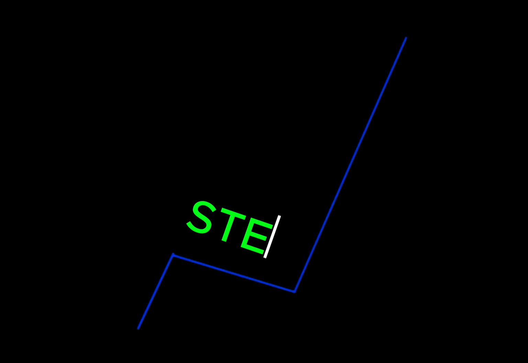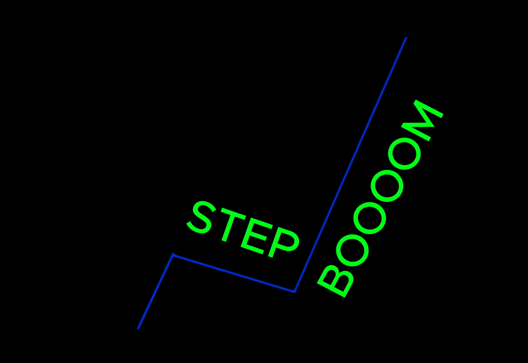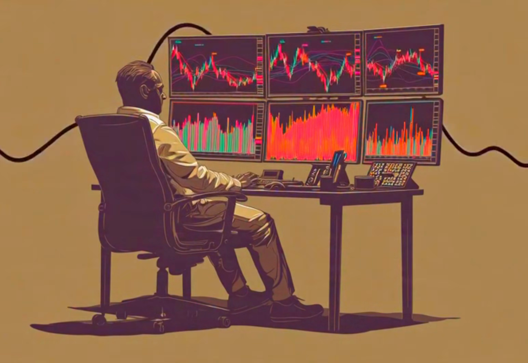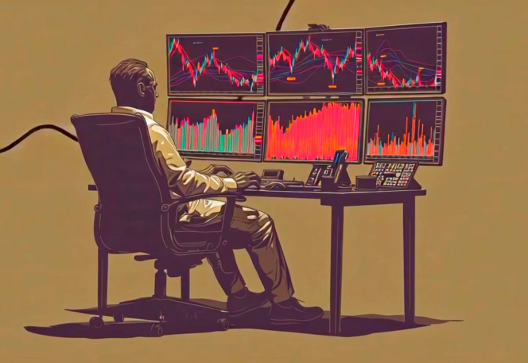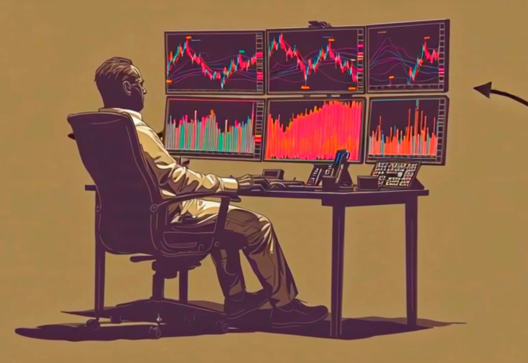This is one of my favorite patterns, and I call it the step and boom pattern. I have been trading this pattern for the last 40 years, and today I am going to share it with everyone. Before we begin with the setup, let's analyze this pattern.